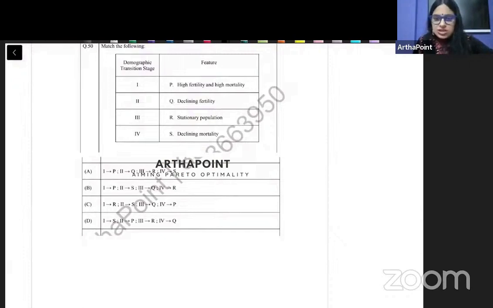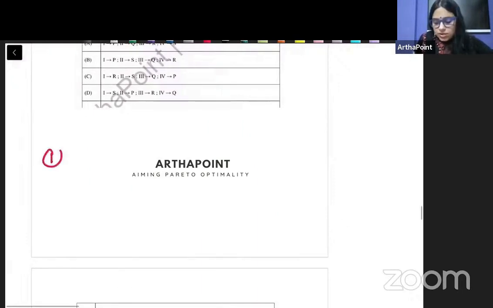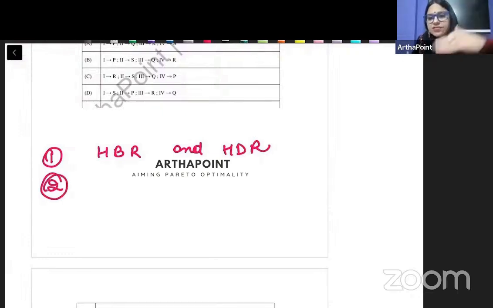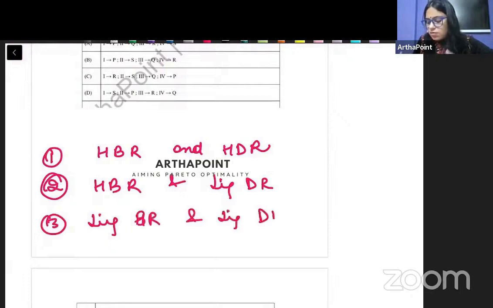Demographic transition stage. मैं लिखवा देती हूँ पहले आपको. Let's write this down. Stage 1. You start with high birth rate and high death rate. Stage 2. Your death rate starts falling. So decreasing death rate, but birth rate is still high. Stage 3, your birth rate also starts to fall and death rate is falling. Stage 4, you end up with a stationary population.